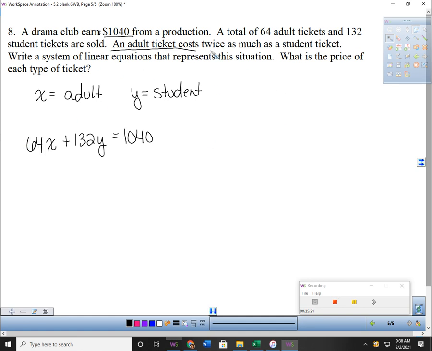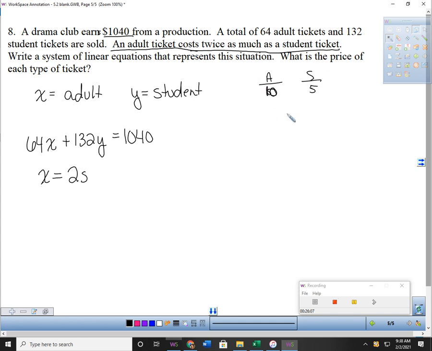So if you have trouble with these sentences, then think about it. So an adult ticket, like, give me a price for an adult ticket. Let's just say they're $5, right? So an adult ticket is 5. Well, let's make that 10. An adult ticket is 10. It says the adult ticket is twice as much as the student ticket. So how much would the student ticket be? $5, because this is twice as much, right? So this is 2 times the student, correct? So my adult ticket is equal to 2 times my student ticket.